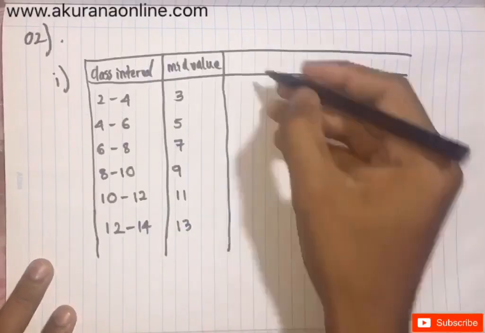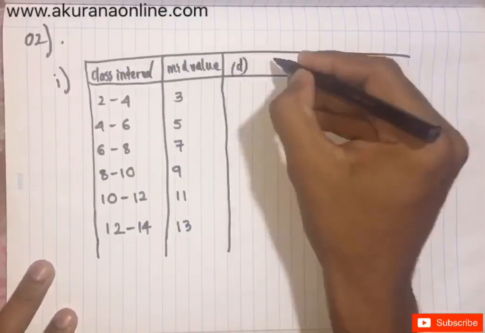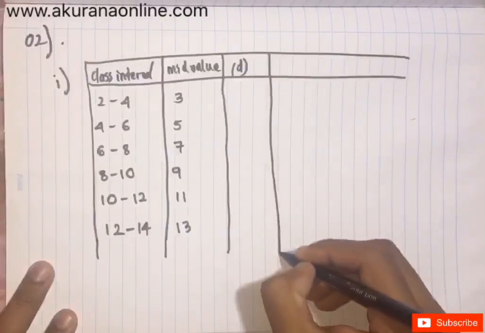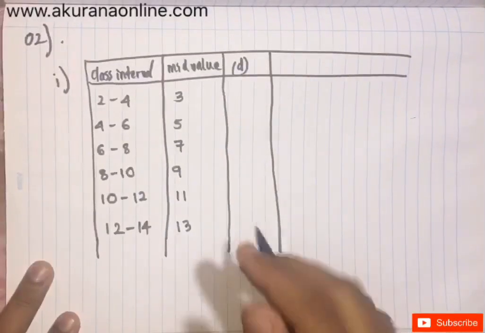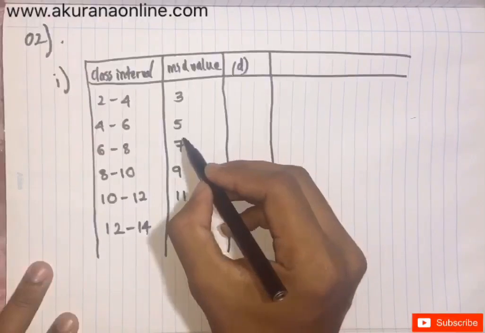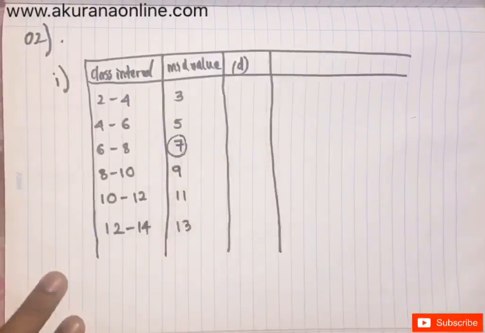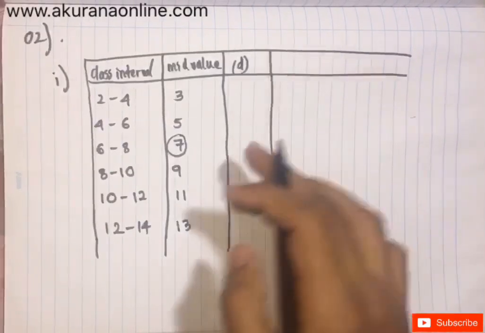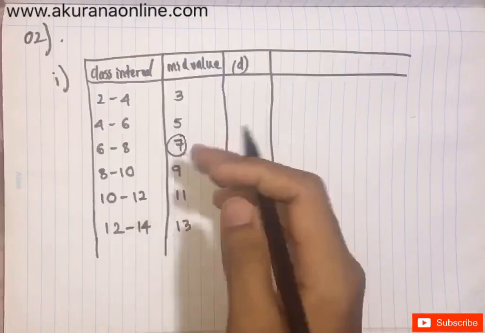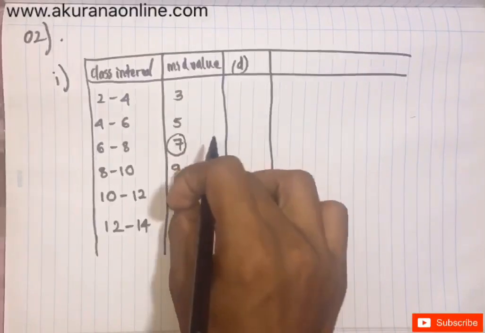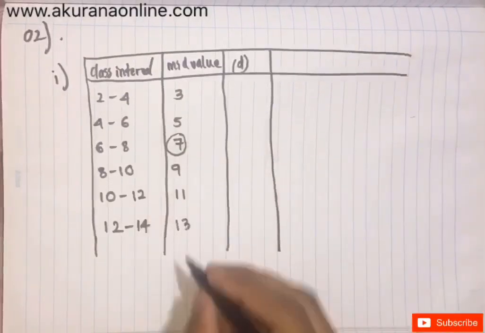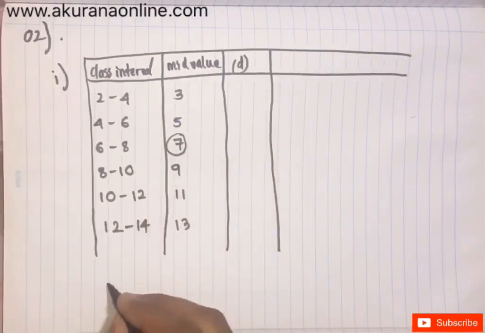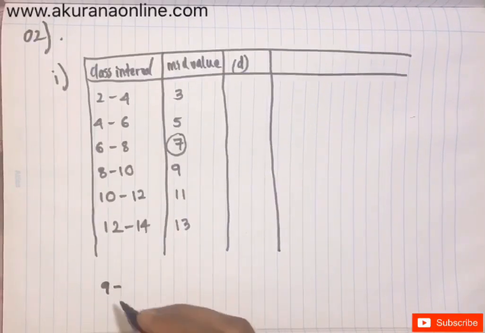Okay. Now the next column, let us find the deviation. That is, I am going to take 7 as my assumed mean. Now to find the deviation, what you have to do is subtract the assumed mean from each of these values. Say take 9, you have to subtract the assumed mean from this 9.